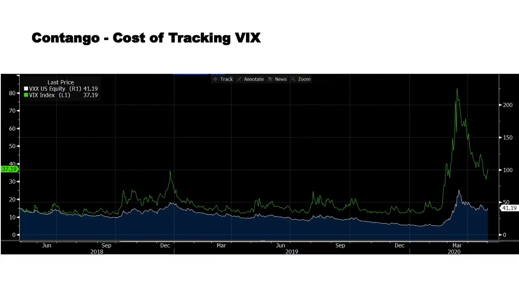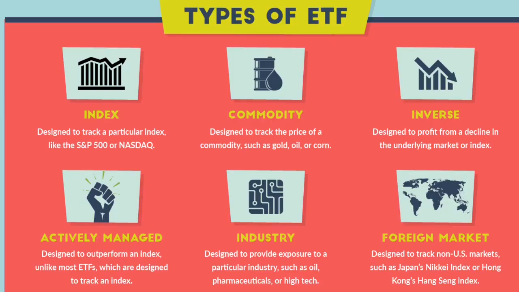Another example would be the VIX index versus VXX, which is the ETN that is supposed to track the VIX index. Because VXX has to use futures to track the VIX index, we can see in this chart that it has accumulated enough negative roll yield to deviate from the actual index over time. Of course, ETFs or ETPs are a lot more complex than that, and we will explain the nuances in future videos.